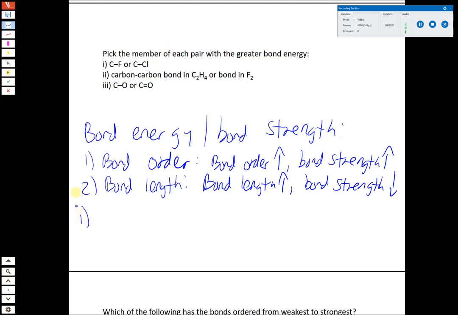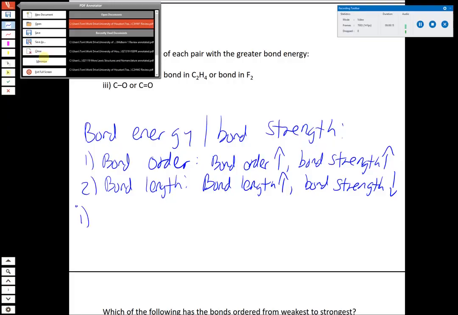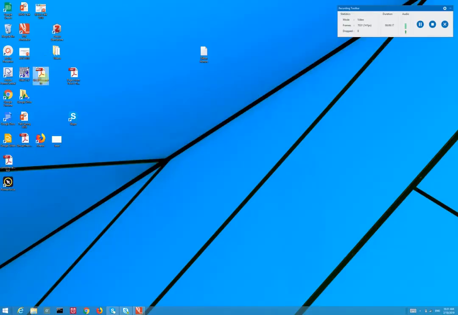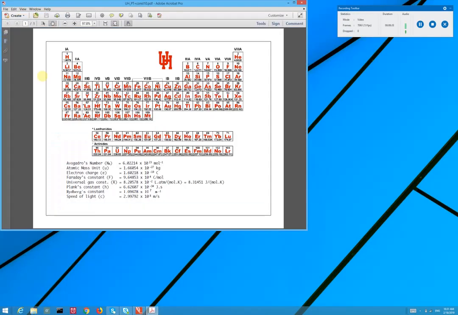So if we have CF or CL for the first one, those have the same bond order, so we just have to think about bond length. And if we look at the periodic table, both of these bonds have carbon in them, and then we have to figure out is fluorine or chlorine bigger or smaller.